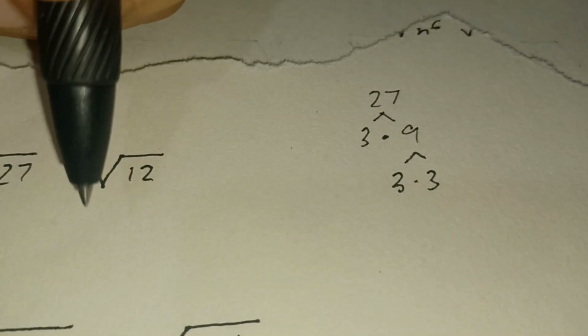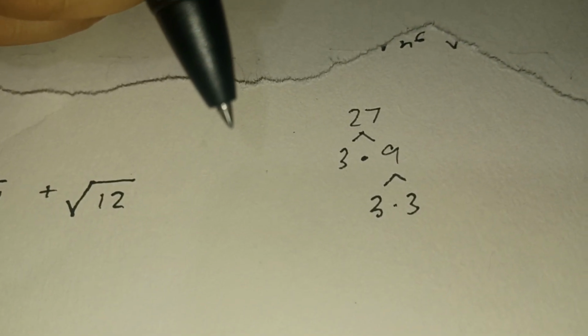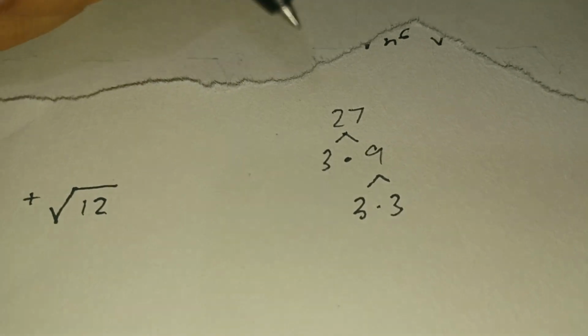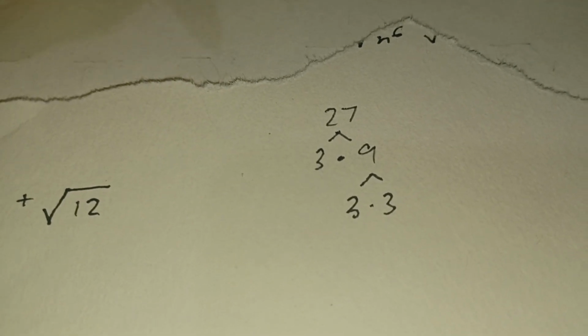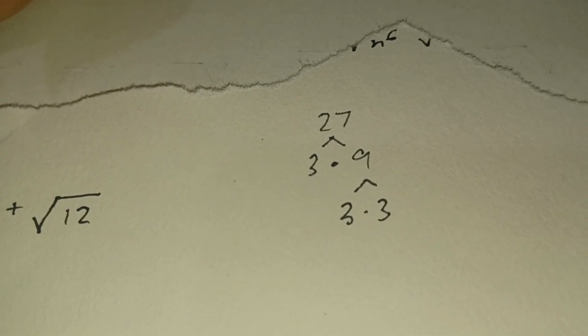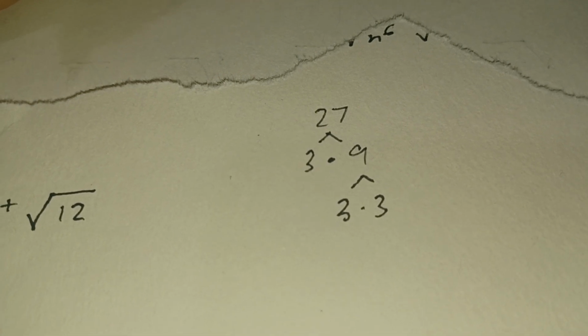So since this is a square root, we need to look for the perfect square, we need to look for the perfect square of two twins, let's say, that will go in the group.